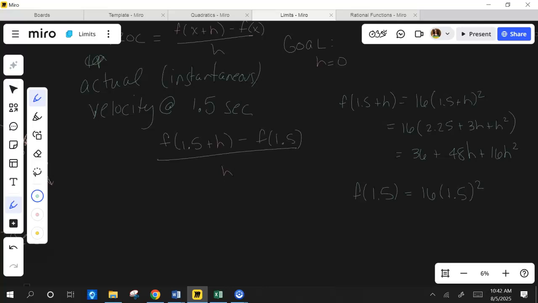All right, now I'm going to do f of 1.5 so that I can plug this into my equation. 1.5 squared is 2.25, so 16 times 2.25. We've already done that one time. 32 and then a quarter will be 4, 36. I hope you're starting to see a pattern here with how these numbers are canceling each other out. So this is going to be 36 plus 48h plus 16h squared minus 36, over h.